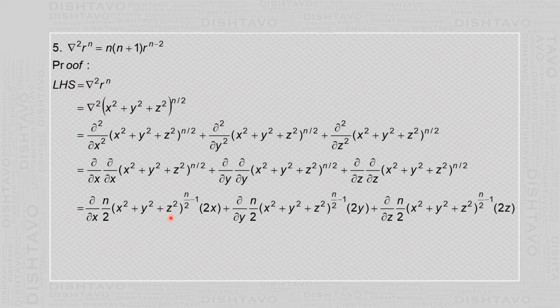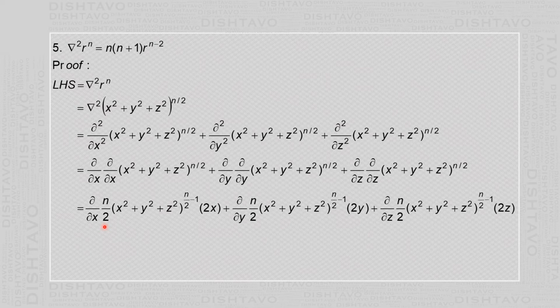In the same way, in the second term, we are differentiating partially with respect to y. So the derivative of x square is 0, z square is 0, whereas the derivative of y square is 2y. In the same way, in the third term, the partial derivative with respect to z of what is inside the bracket: the partial derivative of x square with respect to z is 0, of y square with respect to z is 0, but of z square with respect to z is 2z. Then in each term, the 2 in the numerator and 2 in the denominator cancel.